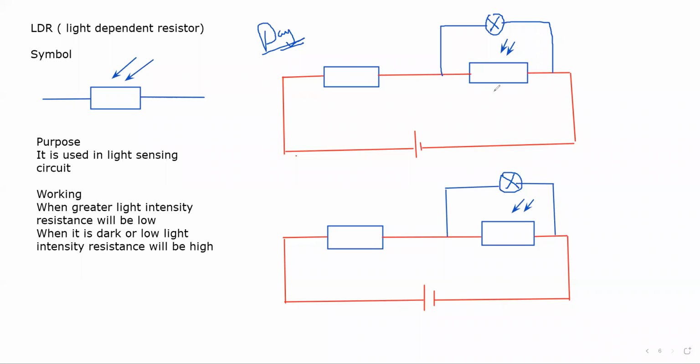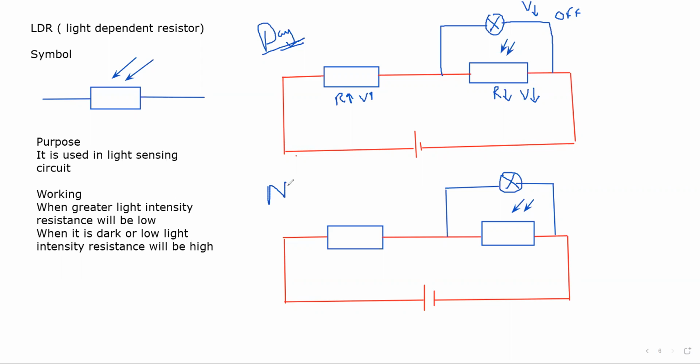So the resistance of the LDR will be low. If resistance of the LDR is low, there is less voltage across the LDR. If less voltage across the LDR, it means less voltage across the bulb or the lamp, and this lamp will be off. That's why during the daytime, the street lights remain off.